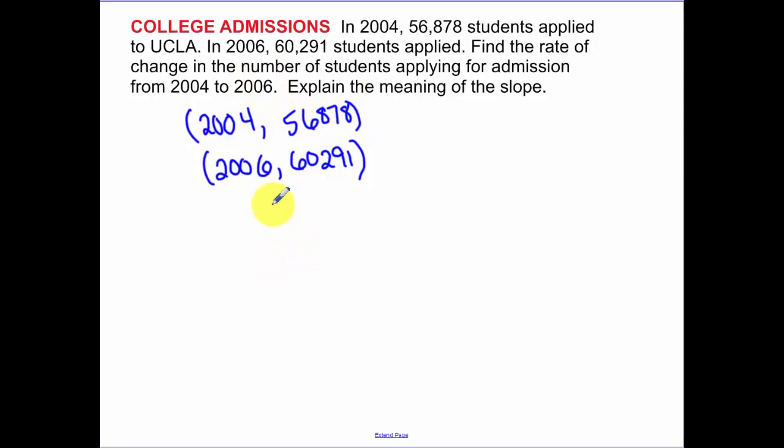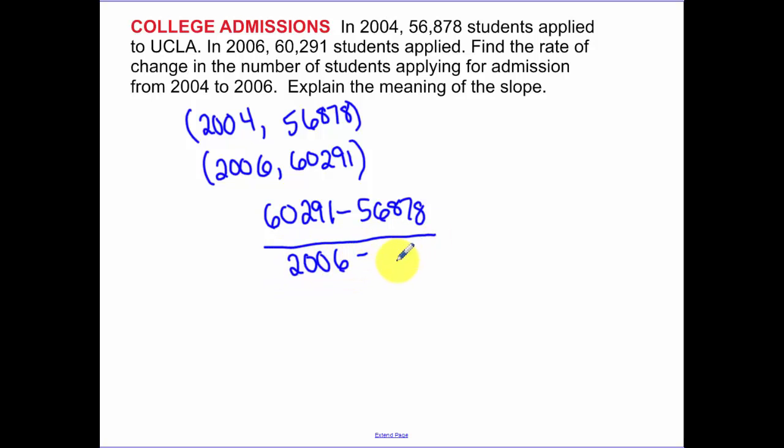Okay, so we take the y coordinates. I'm going to take the larger number, subtracting from the smaller number. I started with this y coordinate, so I have to start with 2006. I don't expect you guys to do that without a calculator. So doing that in my calculator, I get that value.